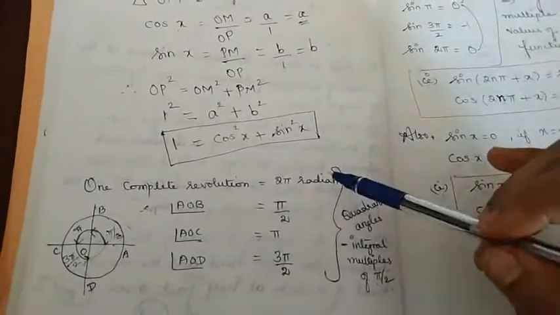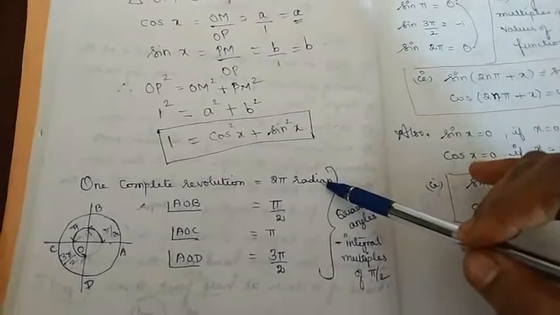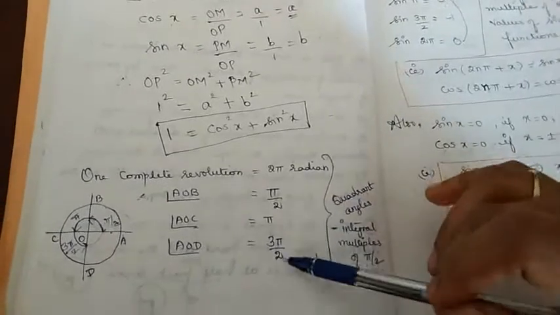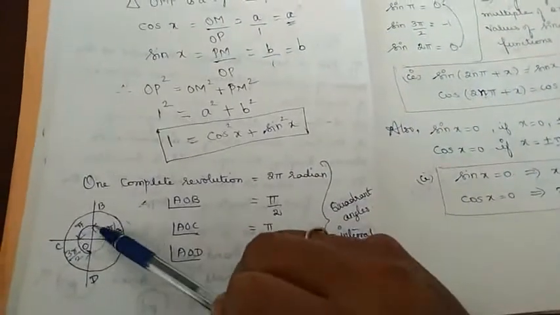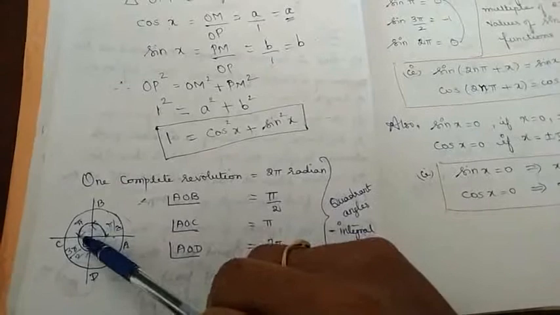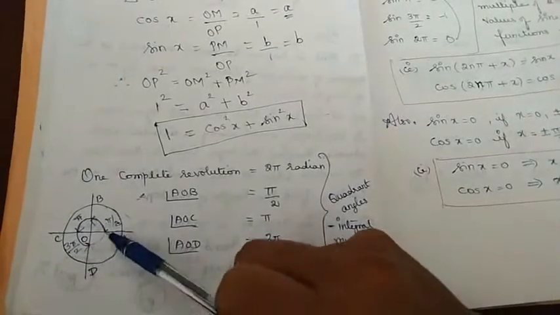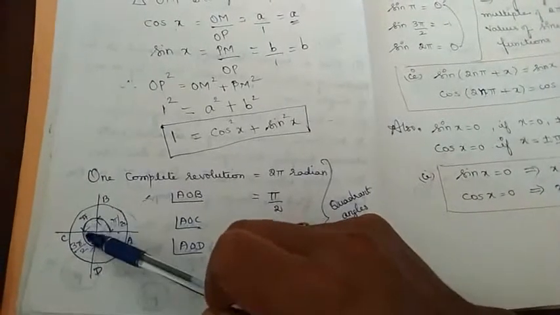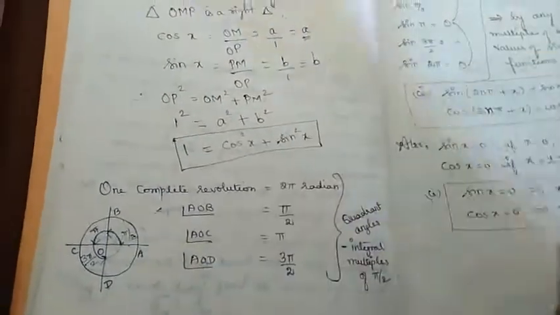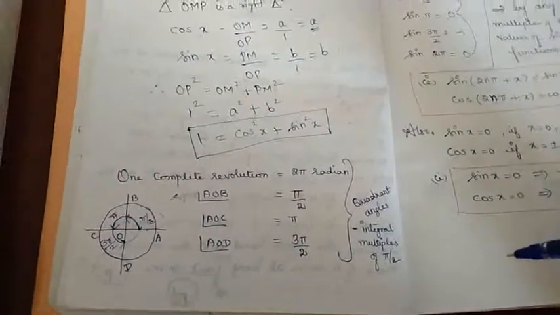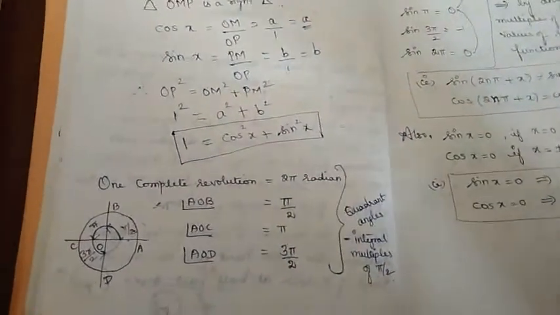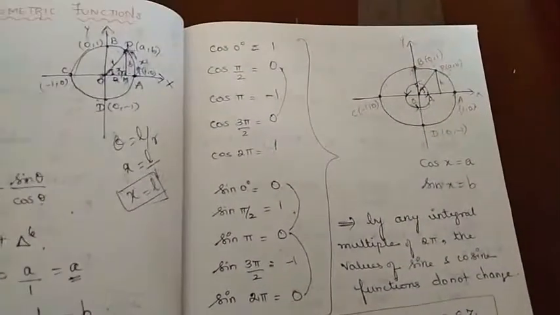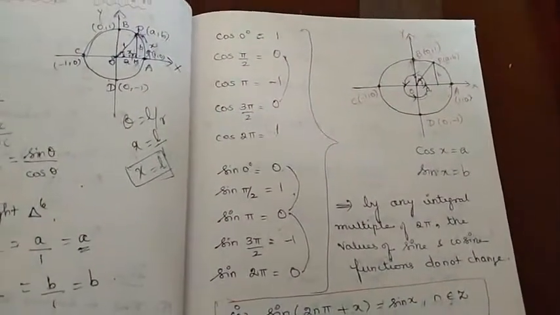One complete revolution is 2 pi radian, right? Then pi by 2, pi, 3 pi by 2. This is pi by 2, then this is pi, then 3 pi by 2, then this is 2 pi. This is a complete revolution, right? Pi by 2, pi, 3 pi by 2, 2 pi. These are all called quadrant angles. These are all integral multiples of pi by 2. Then we have seen the cos and sin values for these quadrant angles.